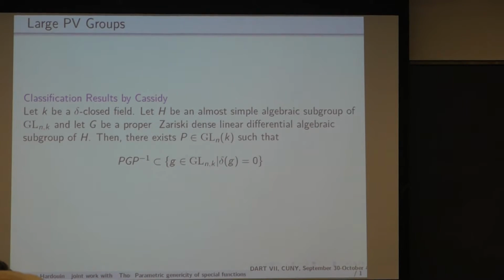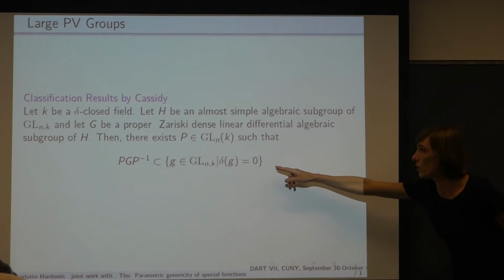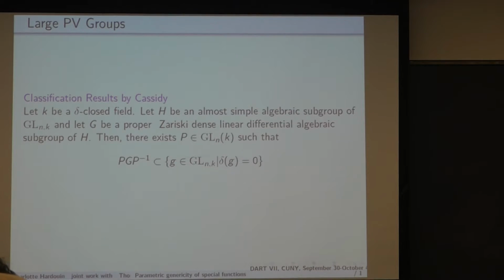So now, what do we know about large PV groups? And in fact, what can we say when we have some nice classification results? So for differential algebraic groups, the following result holds. You take K a differentially closed field, and H a normal simple algebraic subgroup of GL_n of K, G a proper Zariski-dense linear differential algebraic subgroup of H. Then this subgroup is conjugated to a group with constant differential entries.